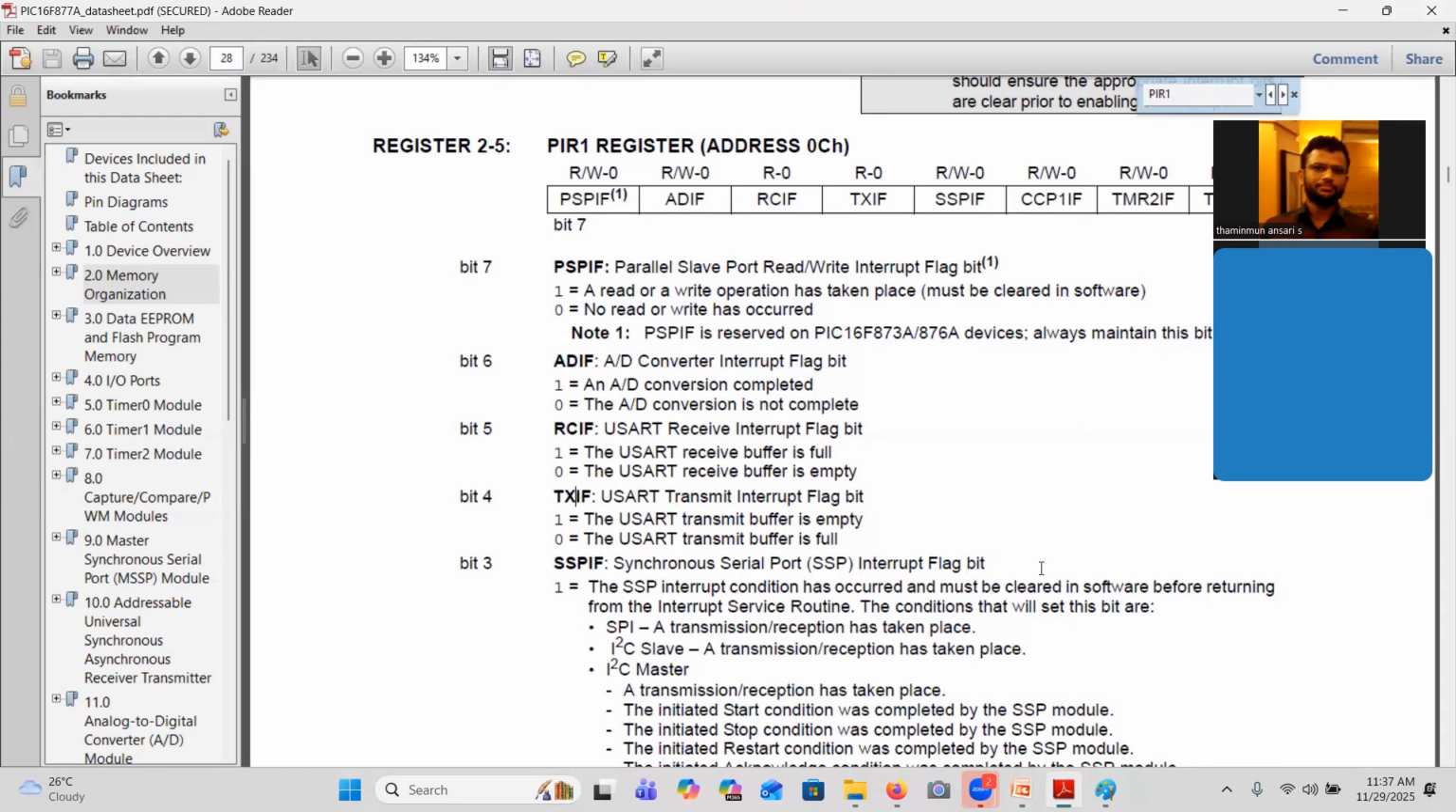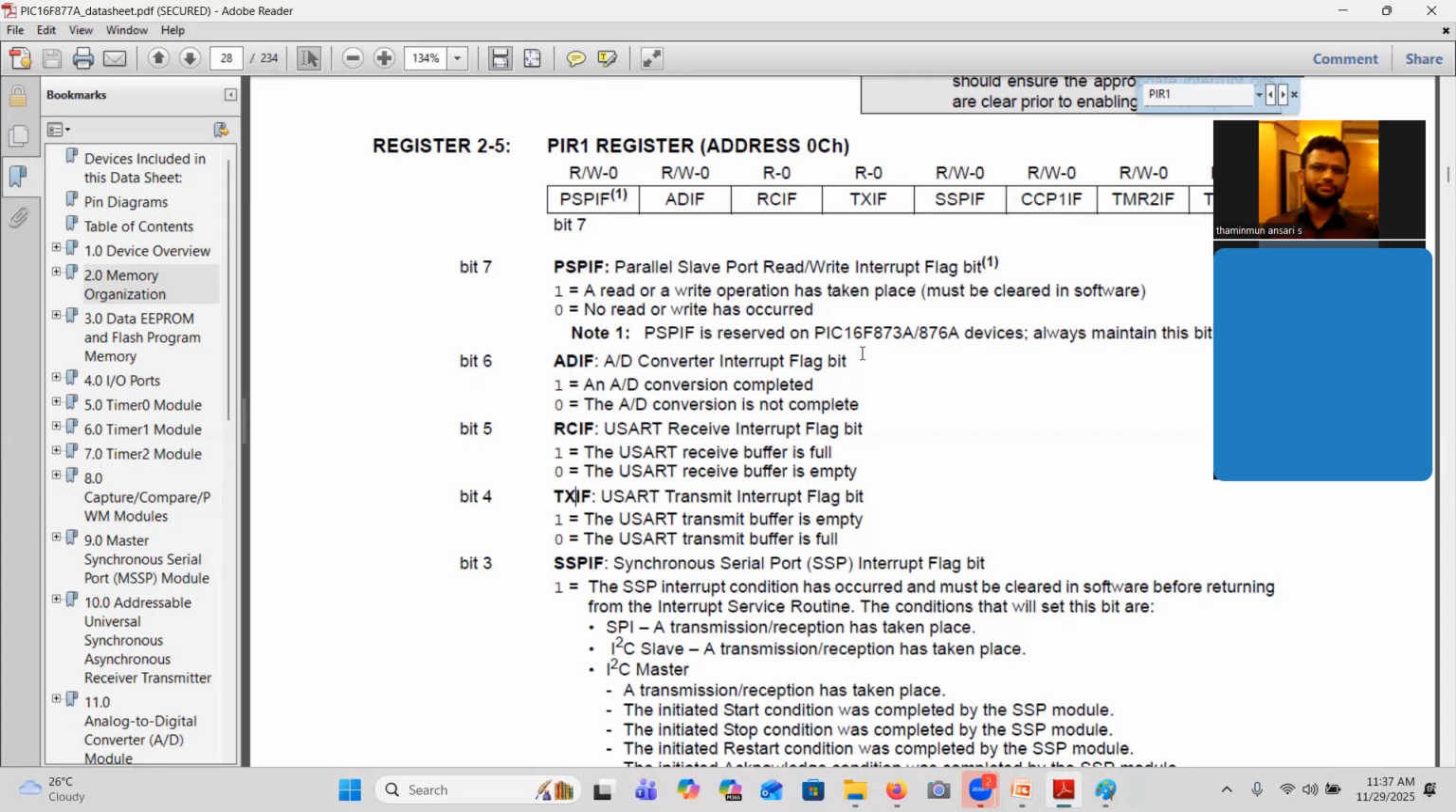So this is analog. Then we have PSPIF, the parallel slave port read/write interrupt flag. One means a read or write operation has taken place, and it must be cleared in software, meaning we have to clear it. Zero means no read or write has occurred.